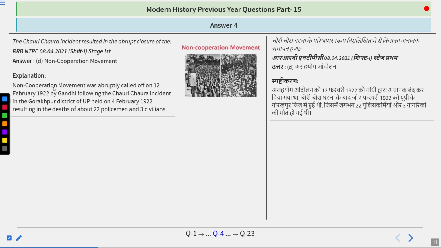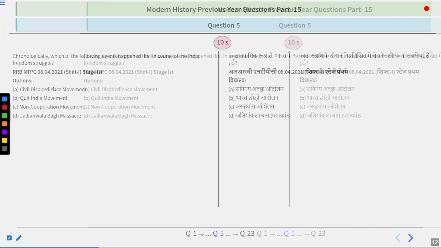The non-cooperation movement was started in 1920, and at the starting of this movement, Gandhiji said just one thing, that we should follow non-violence. But when the Chauri Chaura incident happened, Gandhiji was very affirmative that we should call off this movement as India is not ready for freedom.